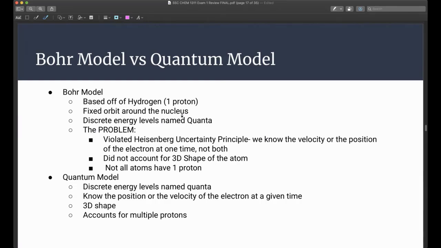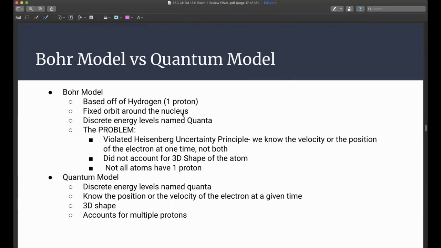We usually adopt the quantum model, and this is because the Bohr model had a lot of issues. It was based off hydrogen, which only has 1 proton. It says that there was a fixed orbit around the nucleus, which is true, and discrete energy levels in quantum, and that's correct. However, we know that it violates the Heisenberg uncertainty principle, which states that we know either the velocity or the position of the electron at one time, not both. But with the Bohr model, we knew both.